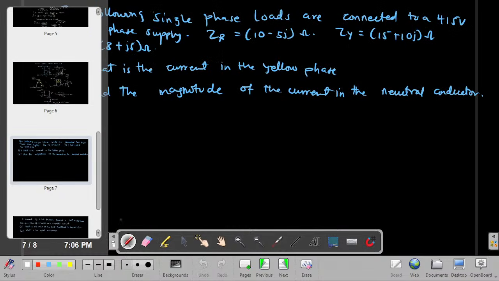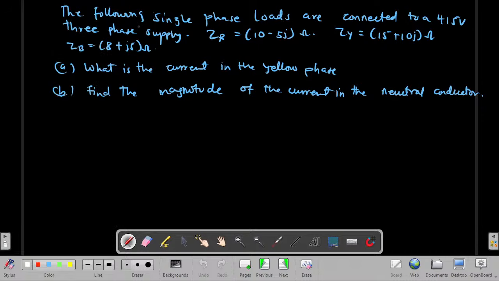So in this problem, it says the following single phase loads are connected to a 415 volts three phase supply. Our ZR, that is on the red line, is 10 minus 15j. Our ZY, the yellow line, is 15 plus 10j ohm. Then our ZB, the blue line, is 8 plus 5j ohm. What is the current in the yellow phase? And find the magnitude of the current in the neutral conductor.